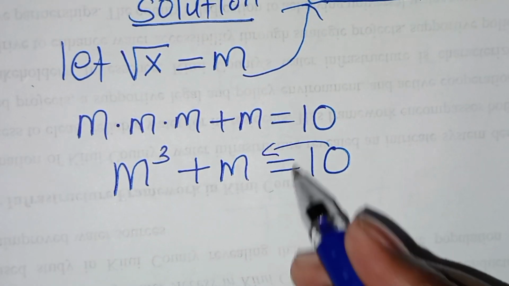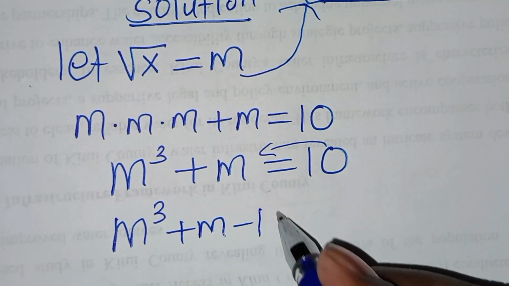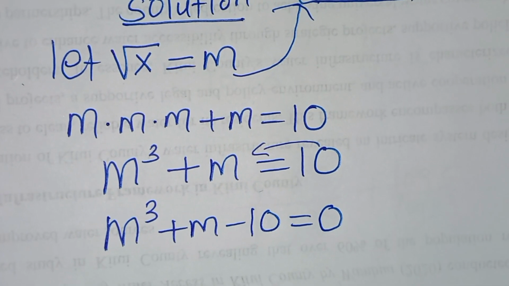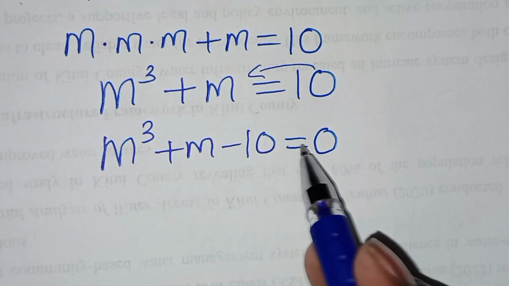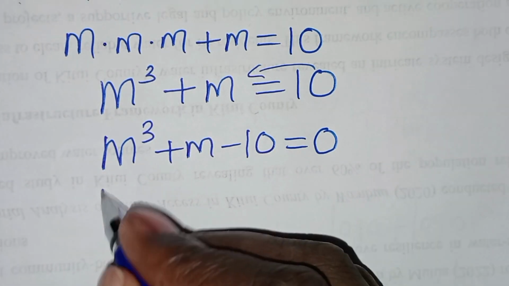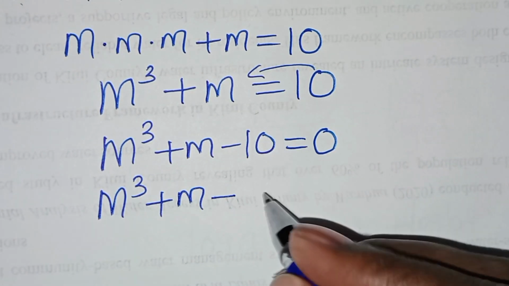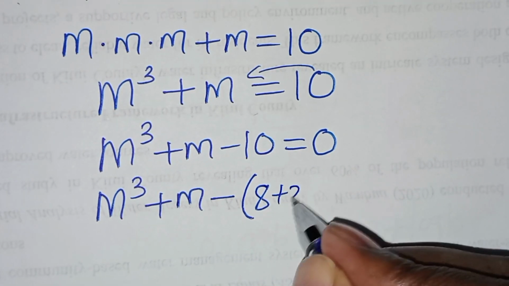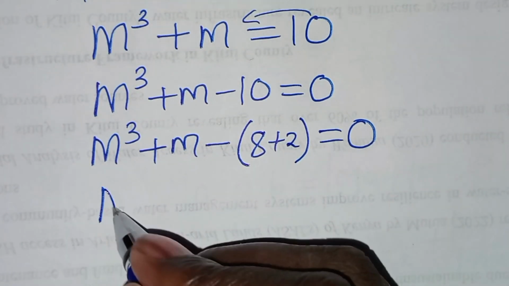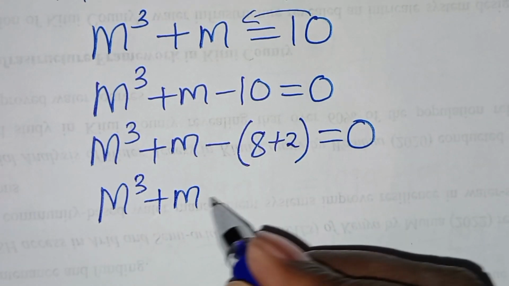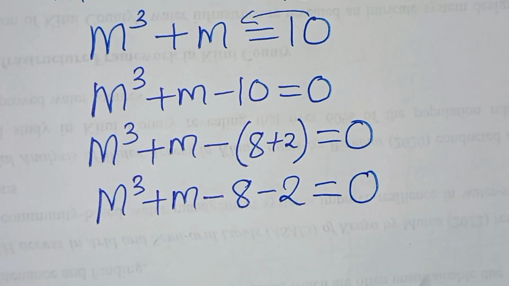Let's take 10 on the left hand side. So this is m to the power 3 plus m minus 10. This is equal to 0. Now, from this polynomial or cubic function, we can express this as m to the power 3 plus m minus, we can express 10 as 8 plus 2. This is equal to 0. Now, this is m to the power 3 plus m, subtract 8, then subtract 2. This is equal to 0.